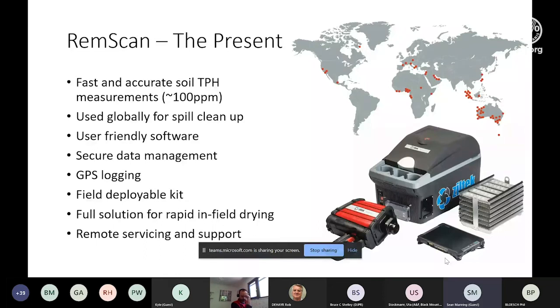But all that being said, there is a need for that data to be auditable. So we have a fairly secure data management system built into the software. It also provides them with GPS logging, and so we've got a fully field deployable kit, and it provides a full solution for this rapid in-field drying and scanning. And as I also mentioned, our remote servicing and support.